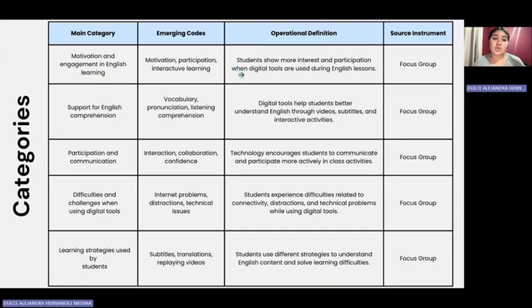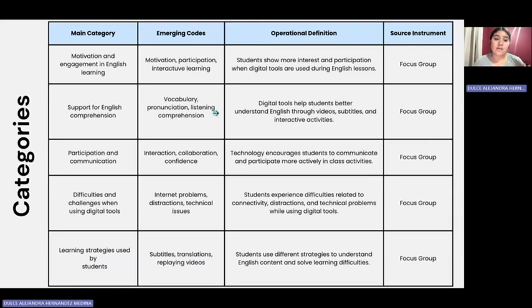Now, the emerging codes for the support for English were vocabulary, pronunciation, listening comprehension. The definition of this is that digital tools help students better understand English through videos, subtitles, and interactive activities.